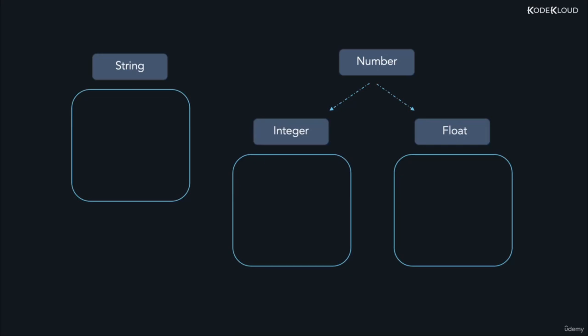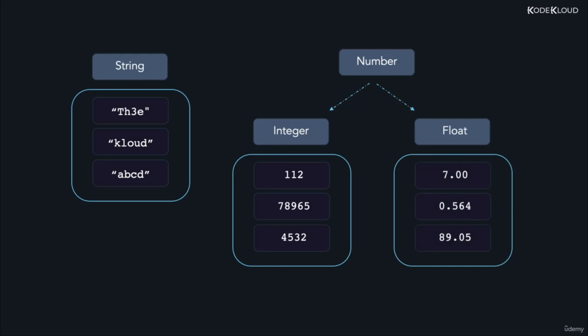For example, we have string, which is a sequence of characters and is used to represent text. Then we have numbers, which consist of integers and floats. So, integers in Golang are like integers in mathematics. They are numbers, but without any decimal counterparts, such as -10, 0, 112, and so on. While floats, on the other hand, are numbers that contain a decimal counterpart, such as 7.0 or 89.05.